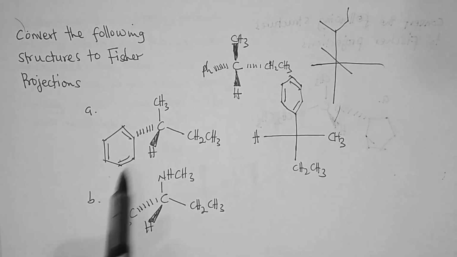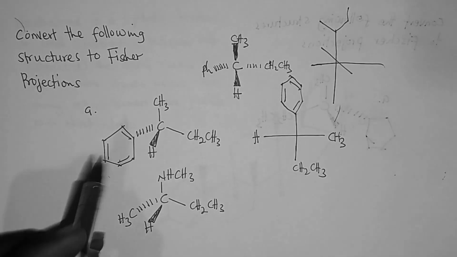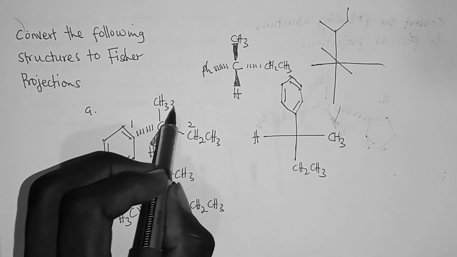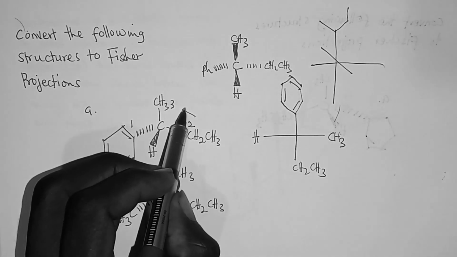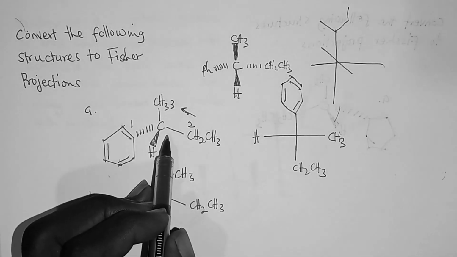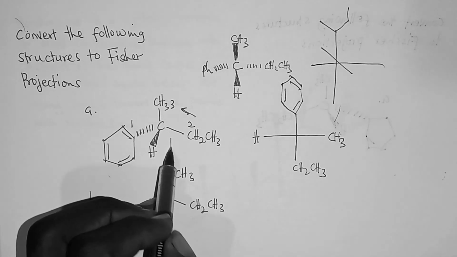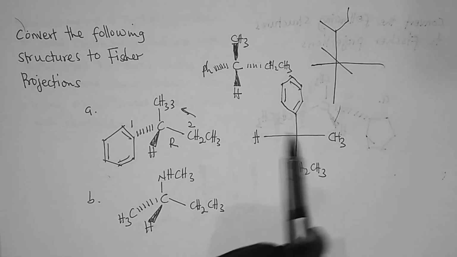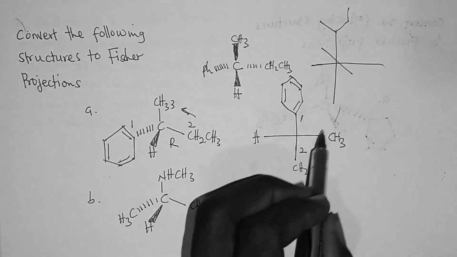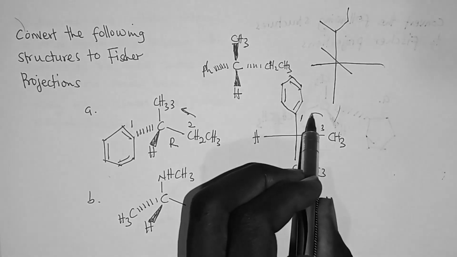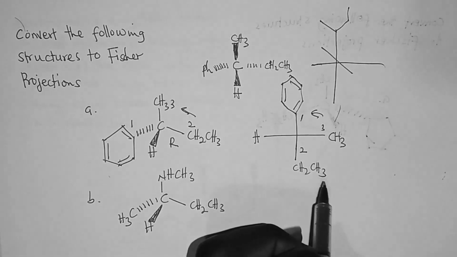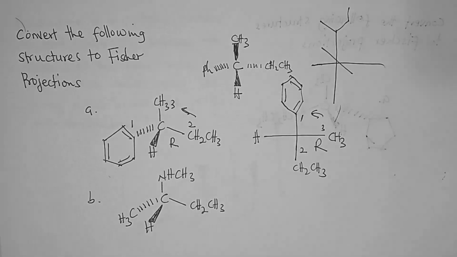So let's determine the configuration here. So here's 1, this is 2, this is 3. It's going anti-clockwise, but the proton is pointing towards us. And therefore, this is an R. Let's determine the configuration here. This is 1, this is 2, and this is 3. So it is also going this way. Now the proton is pointing towards us. And therefore, this is also R configuration.